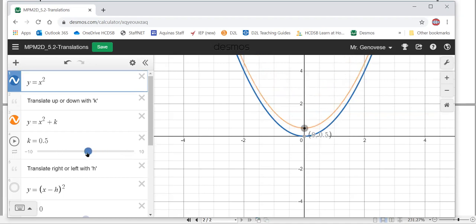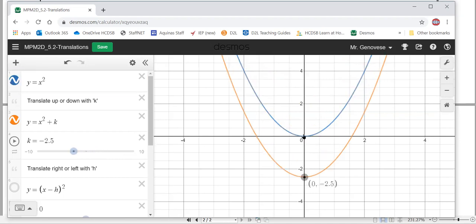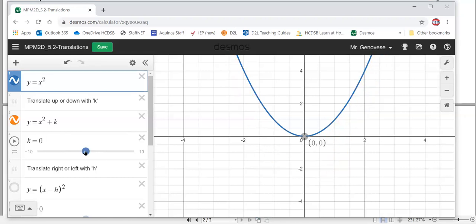If the k value is negative, again comparing it to the parent graph, it's now down here. So the language is like this. We start with the parent. If we have a new graph, same shape, that's just been moved up, we call that a translation up or move up. And similarly, start with the parent graph, and if it's the same shape and moves downward, we call that translating down or moving down.